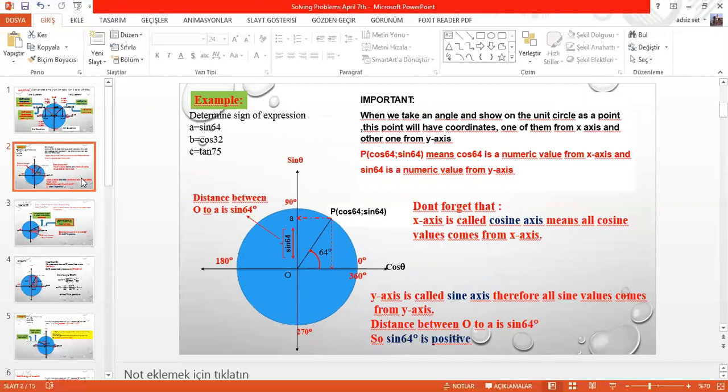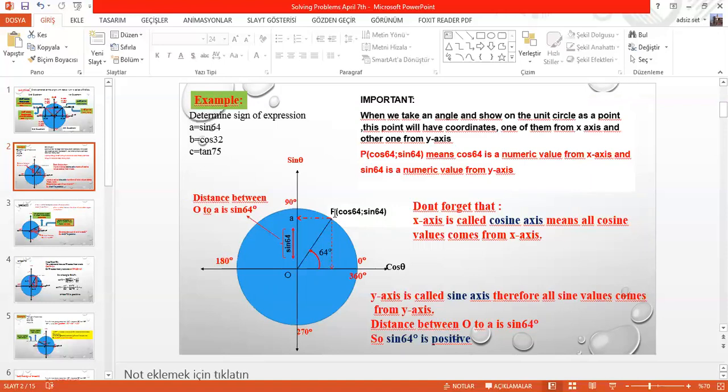We have an example here. Let's find the sign of the expression: what is the sign of sine of 64, cosine of 32 and tangent of 75? Sine of 64, is it negative or positive? Let's look. First, 64 is between 0 and 90 degrees, which means 64 is in the first quadrant.